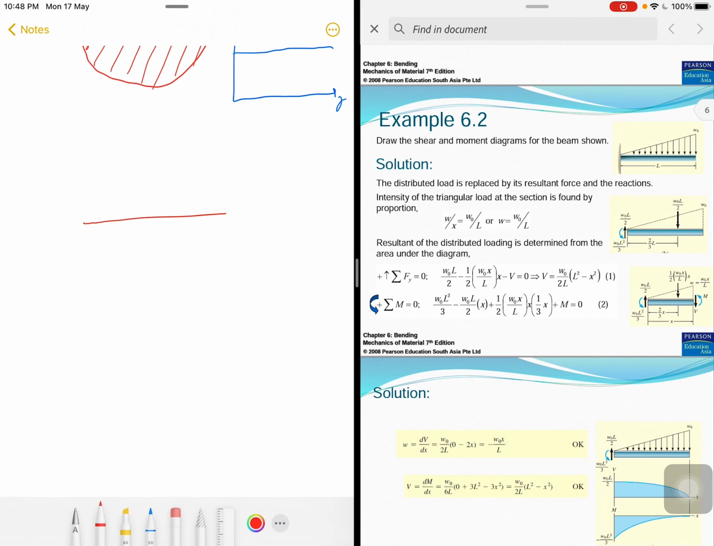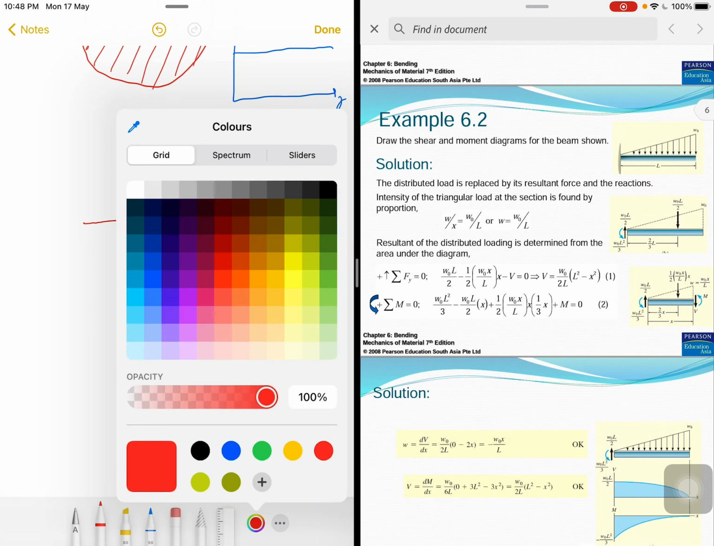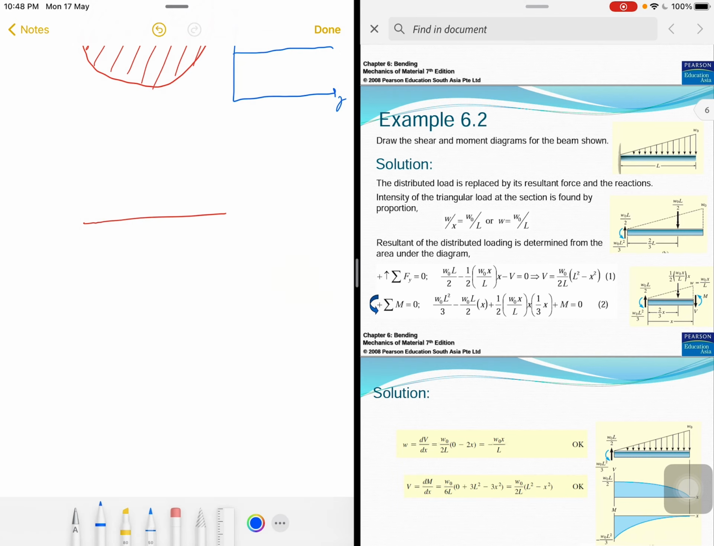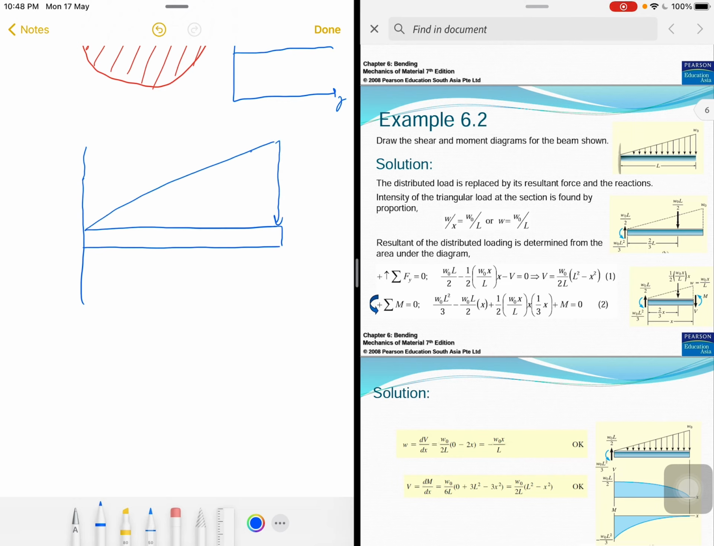So I think I need to change the color. Maybe blue. Okay, we have a fixed end, and this is a cantilever because there's no support at the other end, and we have this triangular distributed load.